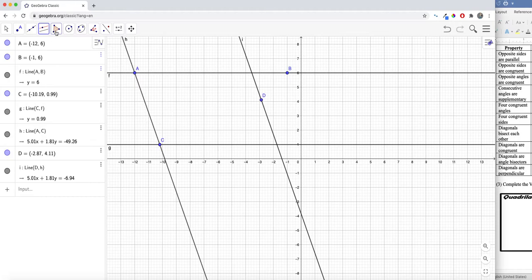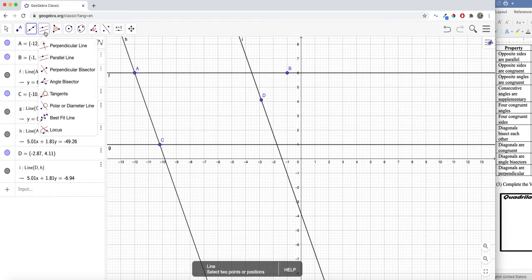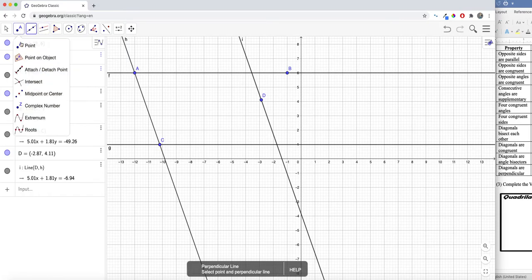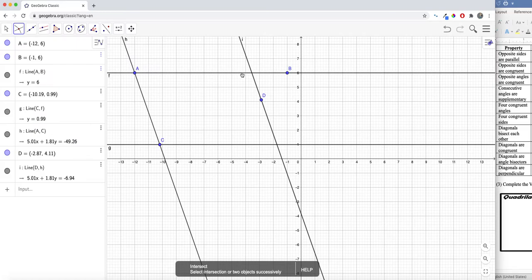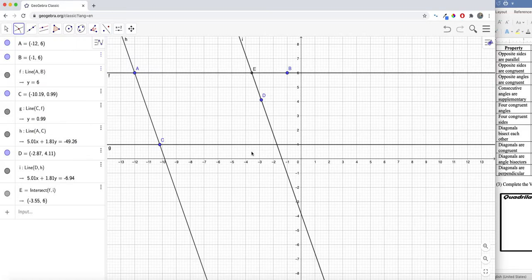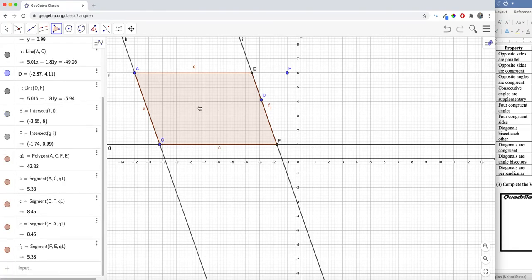Okay, now I'm going to draw a polygon that goes, well no, let's do intersect actually. So we want to do this and this, and this and this. Okay. I'm going to do the polygon tool and just connect A, C, F, E. And that's going to be my parallelogram.